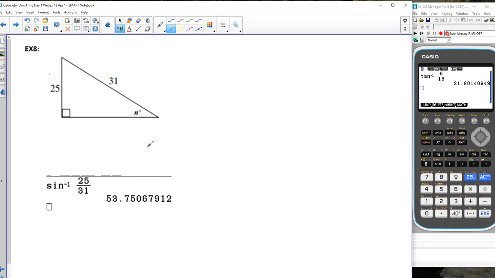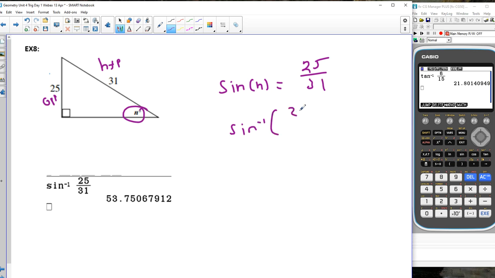We'll do one more example of this. So I have my reference angle is n, opposite, hypotenuse, that is sine, so sine of angle n is equal to 25 over 31. Inverse it, put that in the calculator, and I get about 54 degrees.